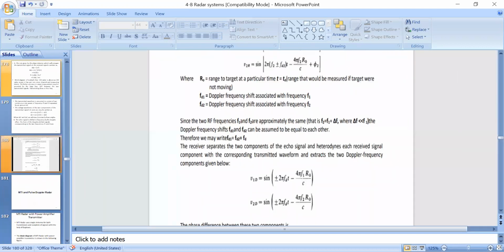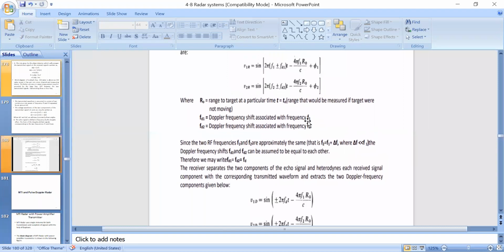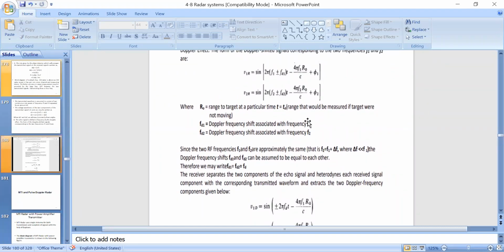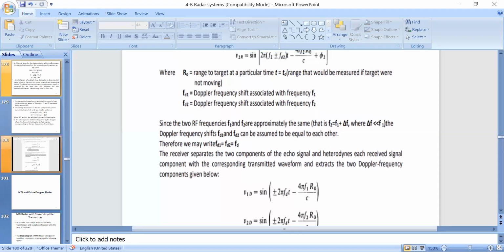Now see. So we already transmitted the... I think it is visible now. So see here.